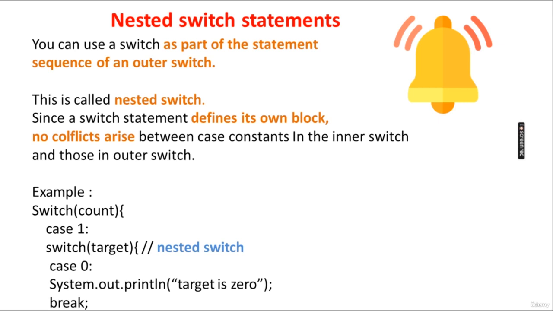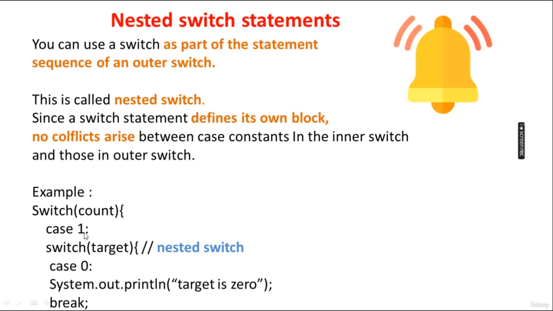Now, nested switch statement. One switch can have another switch. You can use a switch as part of the statement sequence of an outer switch. This is called a nested switch. Since the inner switch statement defines its own block, no conflicts arise between case constants in the inner switch and those in the outer switch. Each switch statement defines its own block of code, so there cannot be a conflict between case constants of the inner switch and case constants of the outer switch.